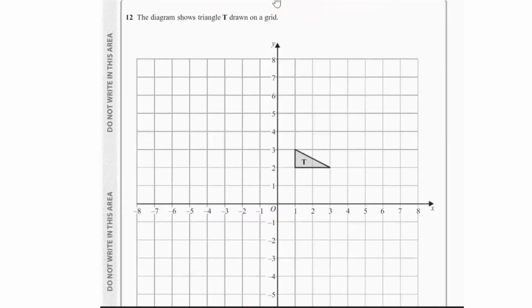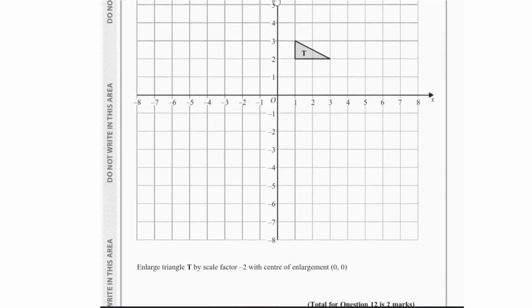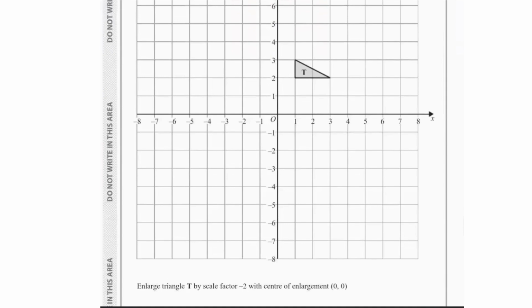Question 12 says diagram shows triangle T drawn on a grid. Enlarge triangle T by scale factor of -2 with center of enlargement 0, 0. So first thing you need to notice is that the scale factor is negative, which means the shape is going to be on the opposite side of the original shape over here in the negative quadrant, and it's going to be upside down.